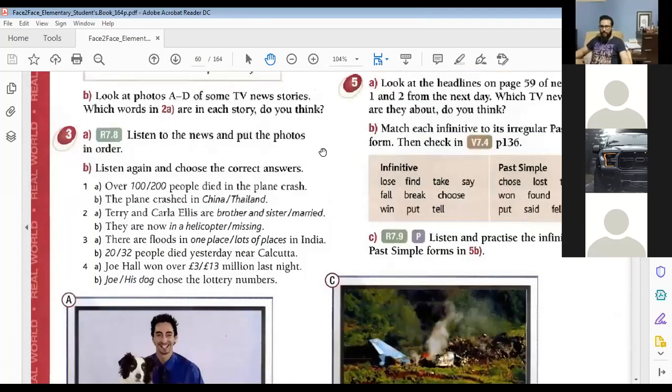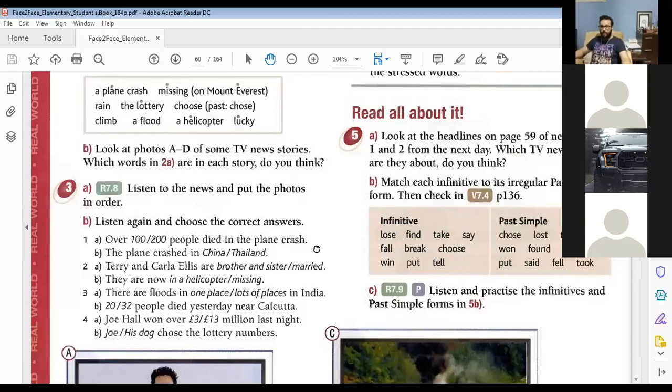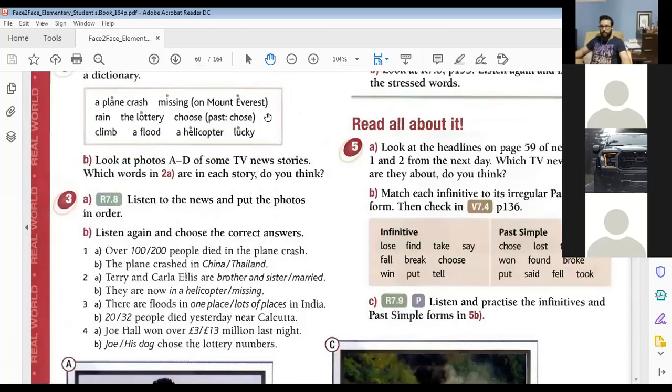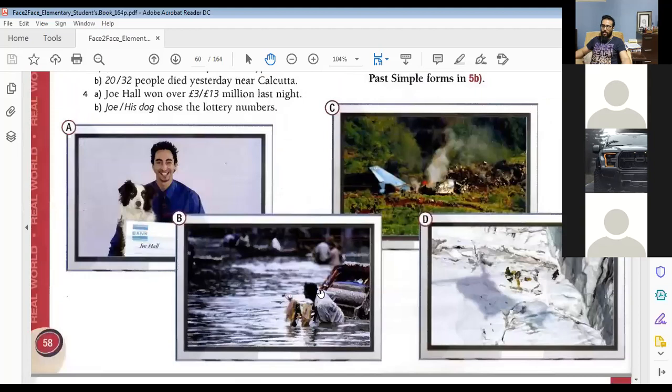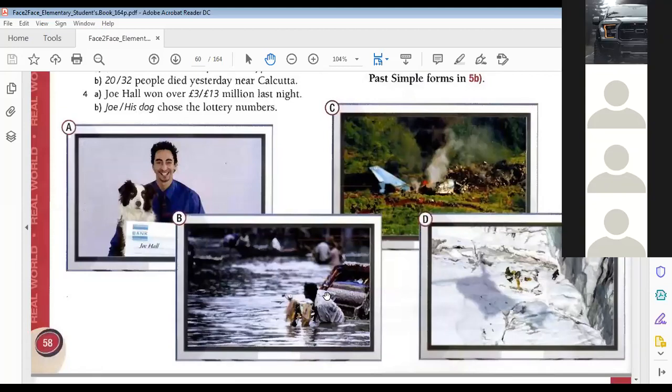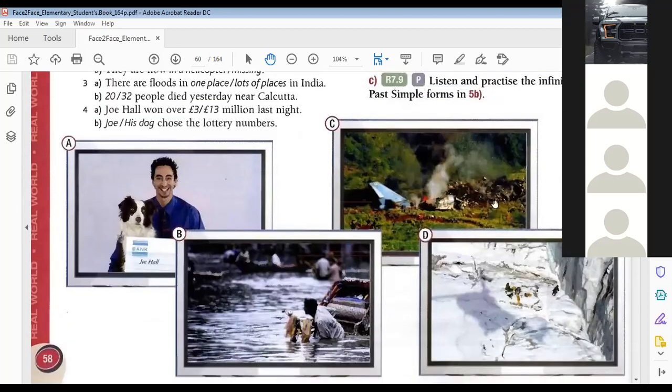a flood. Let's see if there's another word we can use. There's another word we can use for B. What can we use in B? Rain. Of course. If you don't have rain, there is no flood, right? Because floods happen when you have a lot of rain. If you have a lot of rain, you will have a flood, of course, okay? Okay, so we talked about the photos. I think the photos are okay. We talked about them. Now, let's do the listening, okay?